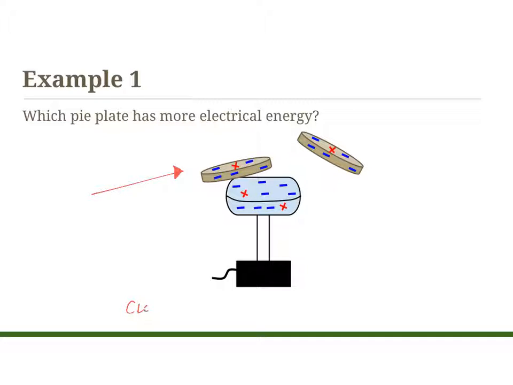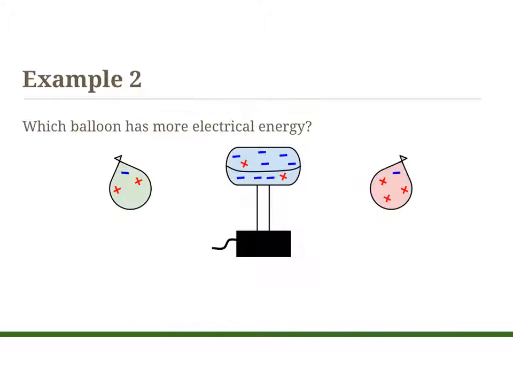So closer like charges have more electrical energy. Okay. Another example would be I've got two balloons.